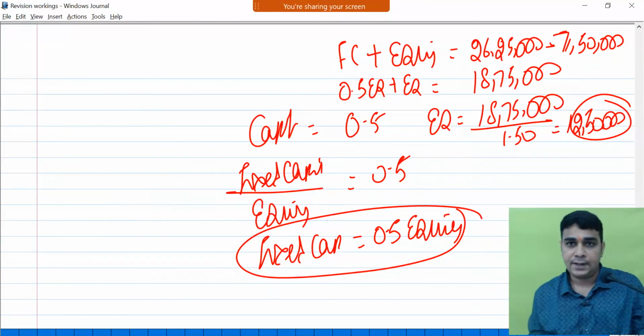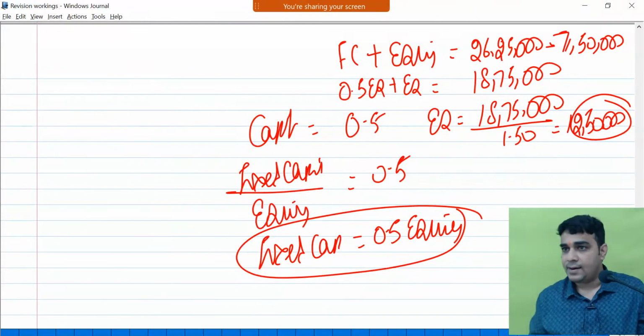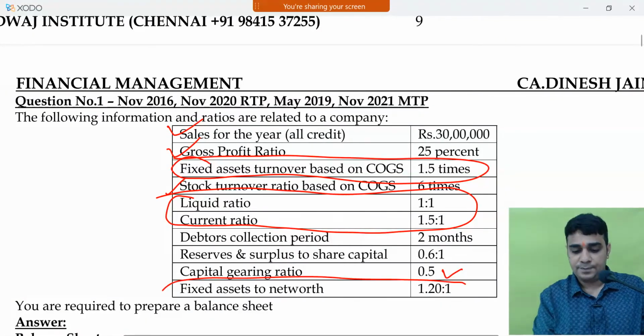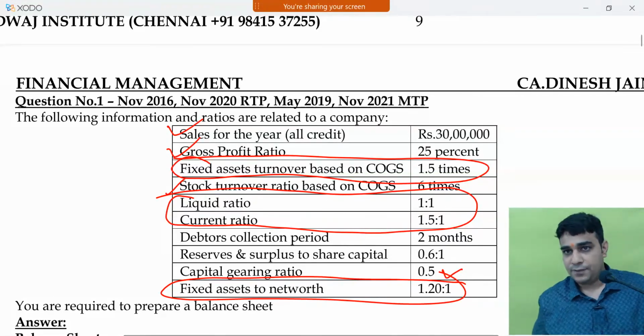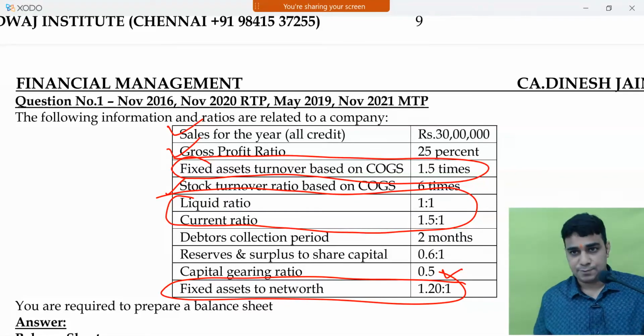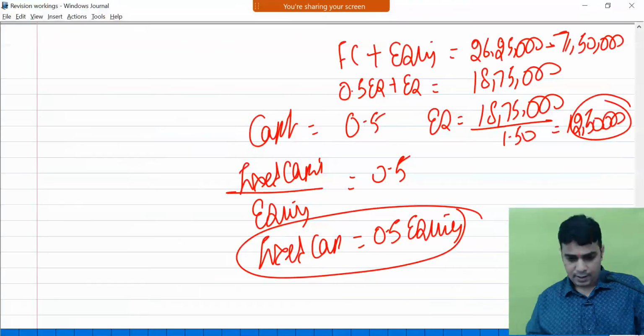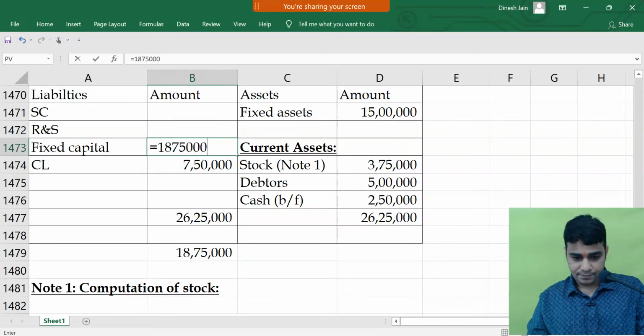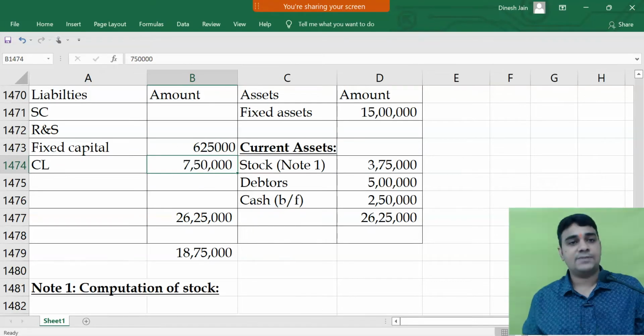This 12 lakh 50 has share capital and reserves and surplus. I could have calculated this 12 lakh 50 even with this ratio. Fixed assets to net worth also would have given the same. Net worth means share capital and reserves and surplus put together. So at this stage, I can say this is minus 12 lakh 50, which is some 6 lakh 25,000.